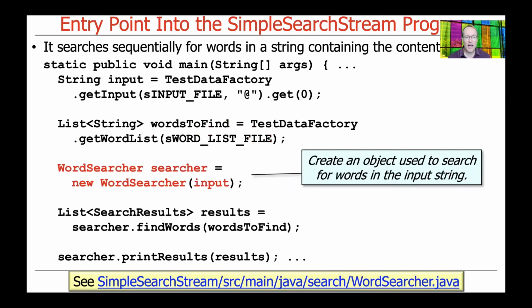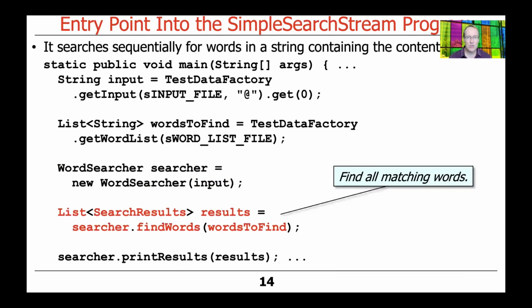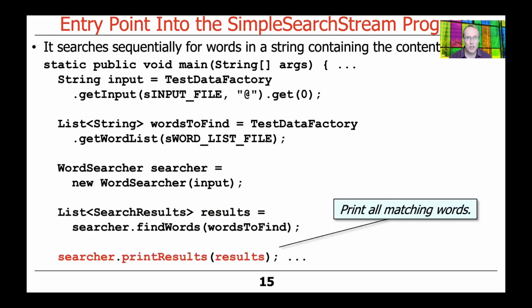The next thing we do is create an object called a word searcher. As the name implies, the word searcher is going to take the input string and create an object that can be used to search for the words to find in the input string. Then down here, we can take that searcher object of type WordSearcher and say, please go and find the places where the words defined match in the input string. What we get back is a list of something called search results. The search results keep track of where each of the words appears, where the indices are for the different words in the song. And then the final thing we do is print the results.